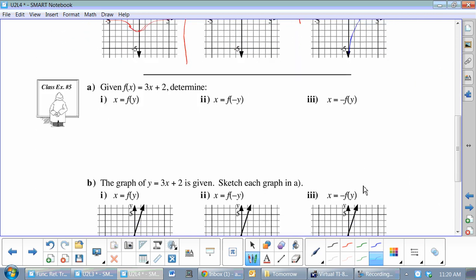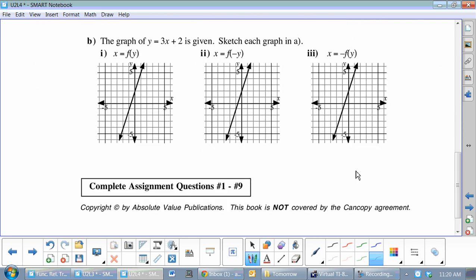Okay, it's all good? Okay, so we're doing 1 to 9. It doesn't look like a lot of time, but this is more time than the other class got, and I'd say 80% of the class finished their homework.